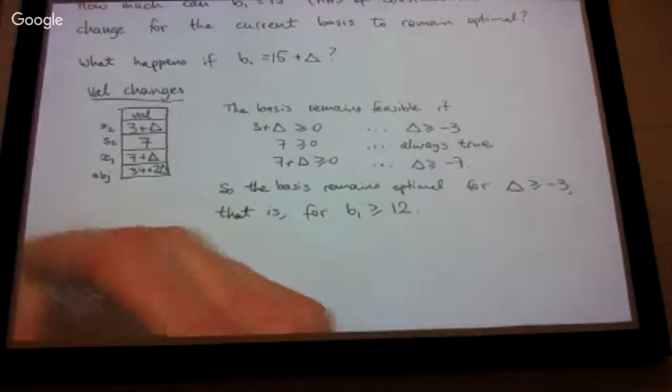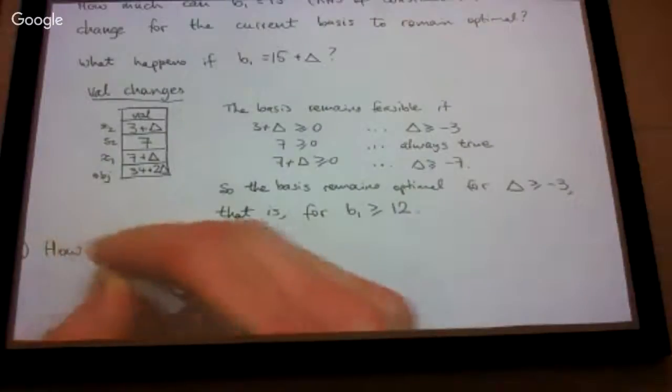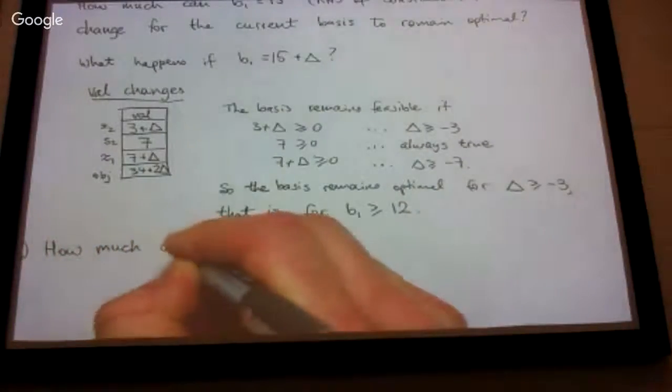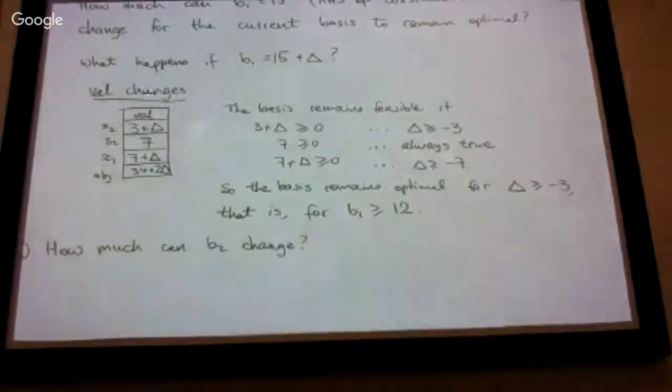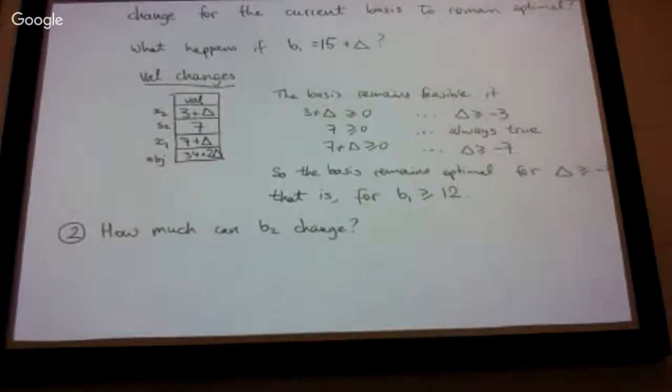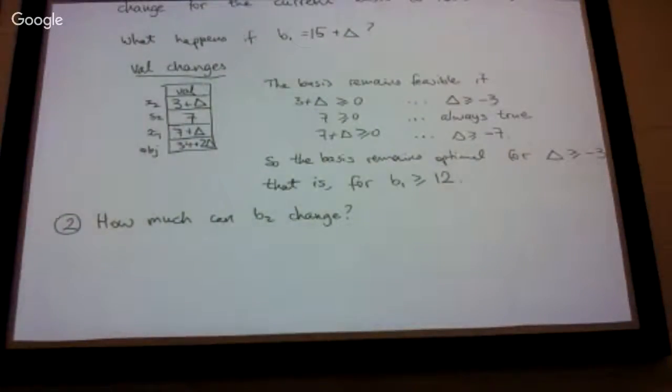So pretty much as an exercise, we want to do the same thing for B2. What do we get?